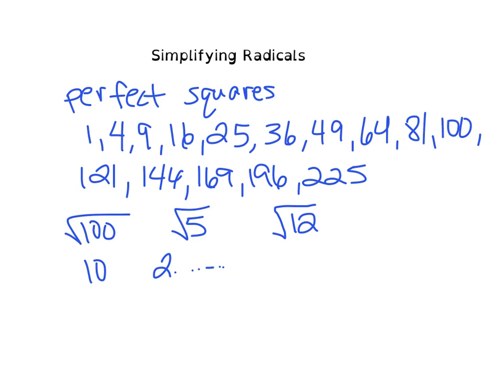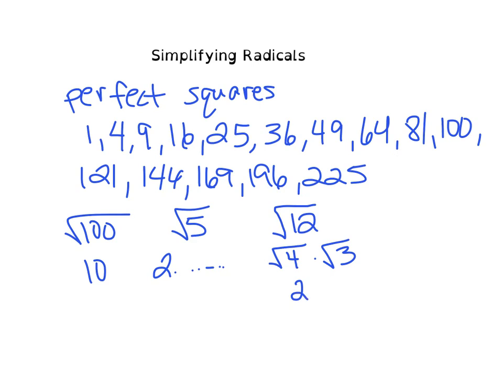So I'm going to take this 12, and I'm going to say that's the same thing as the square root of 4 times the square root of 3, because 4 times 3 would give me 12. So I've just taken the 12 and broken it into two factors. Now, the square root of 4 will give me a whole number since 4 is a perfect square. The square root of 4 is just 2.